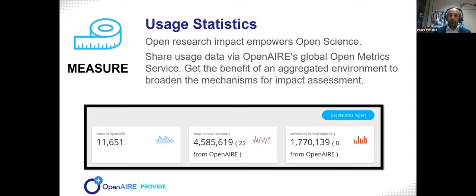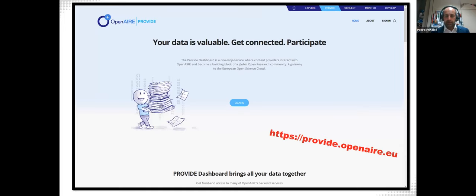And the fourth area of functionalities and services available in the dashboard is the one related with the user statistics, where we can check views and downloads and the numbers from your specific repository in OpenAIRE, and you can get the service and benefit from this aggregated environment, like a kind of metrics hub that we provide to you. Dimitris will detail this in some minutes.